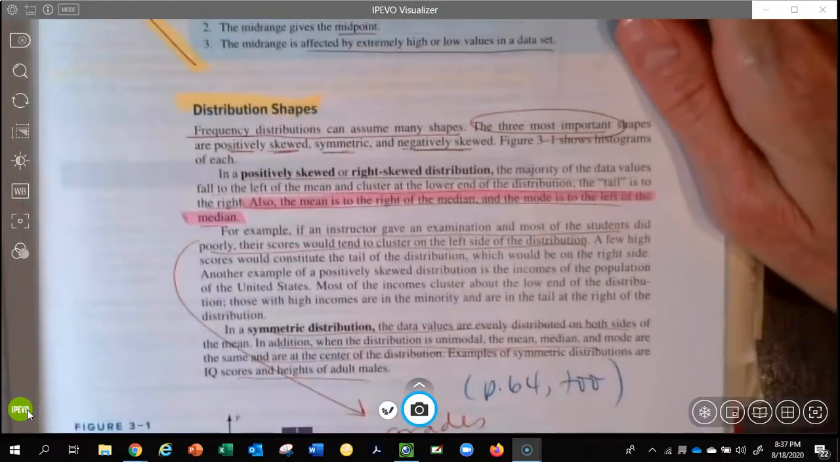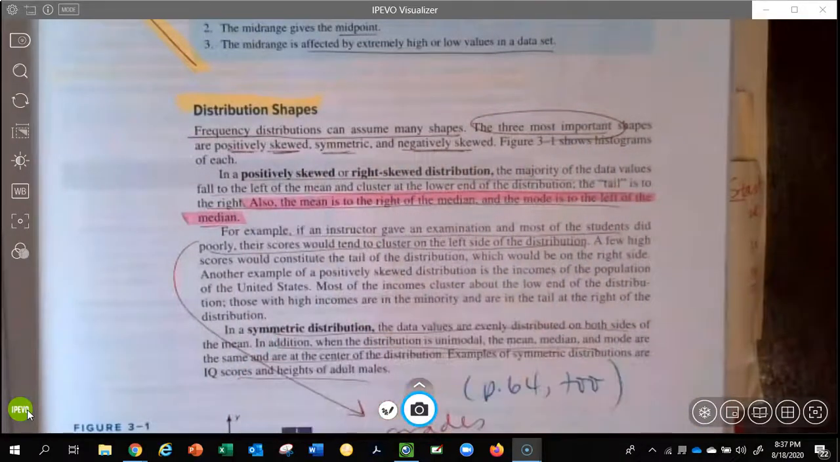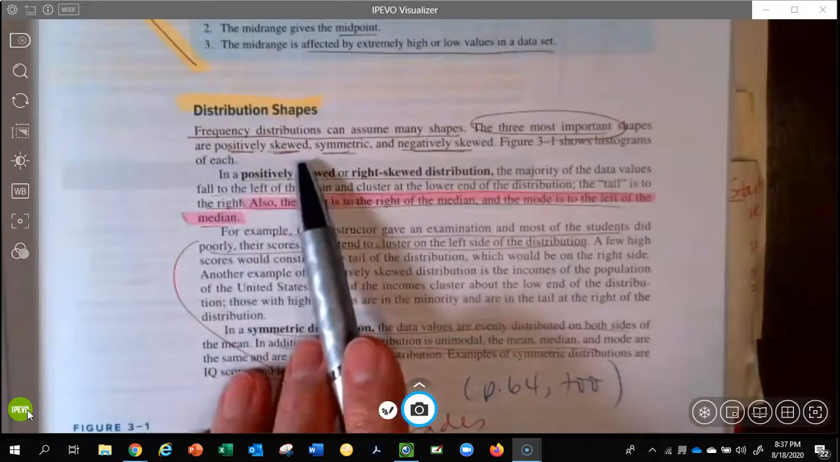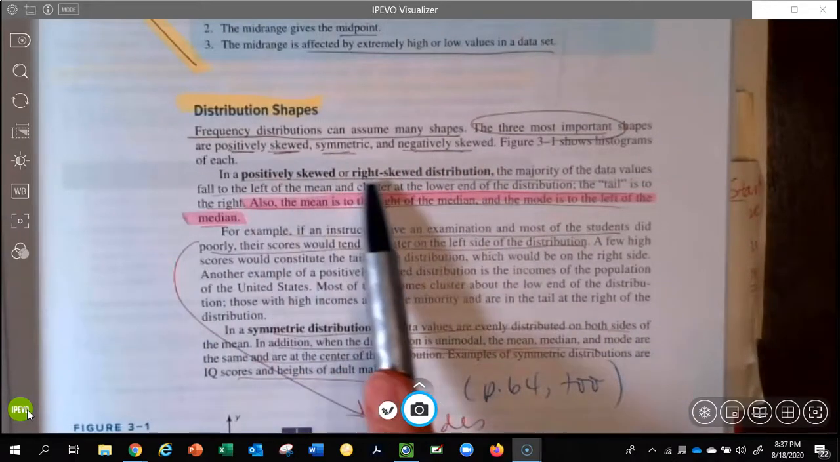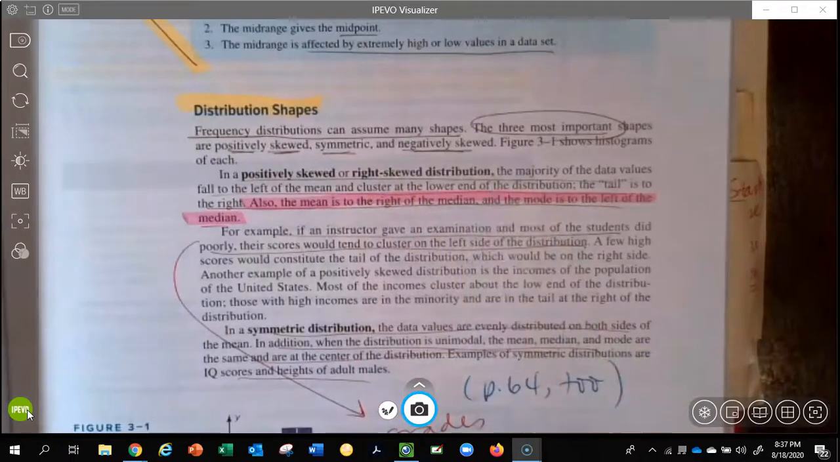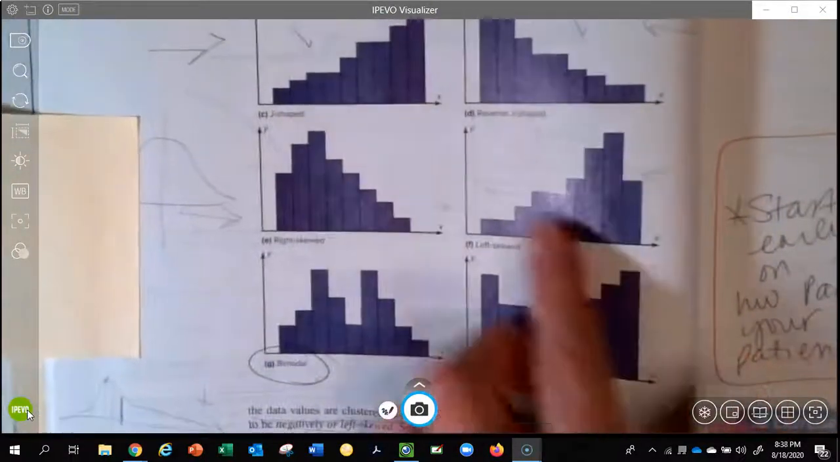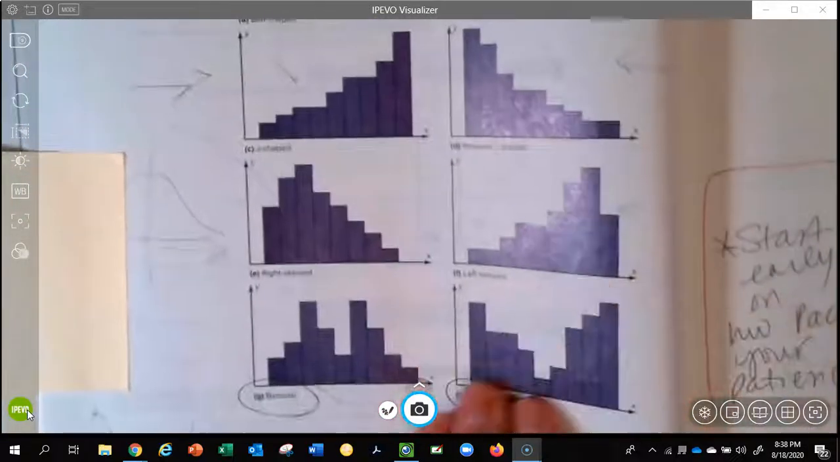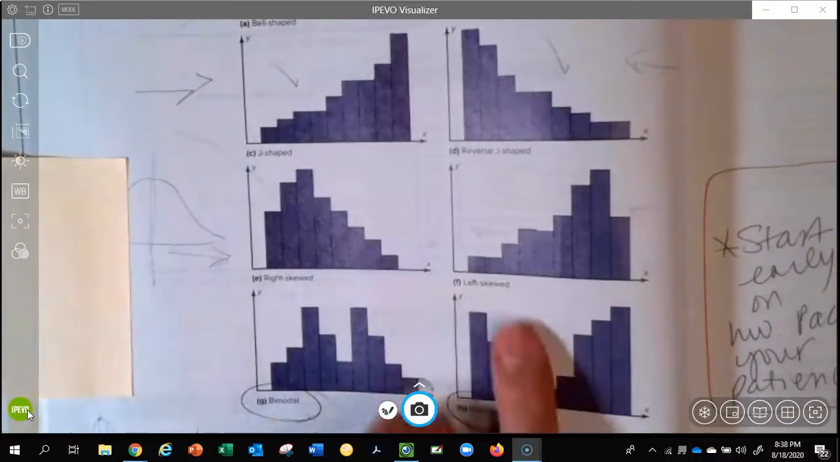Distribution shapes. Frequency distributions can assume many shapes, but the three most important. And I don't know that you want to write these down. You may already have these memorized. They may make sense to you. But there are three that you need to have in your working vocabulary: positively skewed, symmetric, and negatively skewed. So let's talk about each of the three. In the positively or right skewed distribution, I've got myself a note about page 64. So let's go ahead and look back over here at page 64. Whenever we were on 64, we had the bell-shaped, J-shaped, the reversed, but we had right skewed and left skewed. So we've already looked at this bell, right and left.